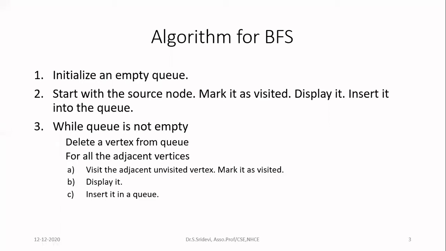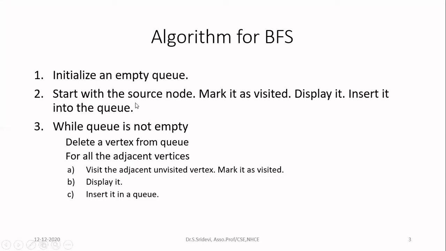So start with the source node first. After that, you have to mark that node as visited, because initially none of the nodes will be visited. So mark the source node as visited. Then you display it. After that, insert that particular source node into the queue. Now this is done only with respect to the source node.